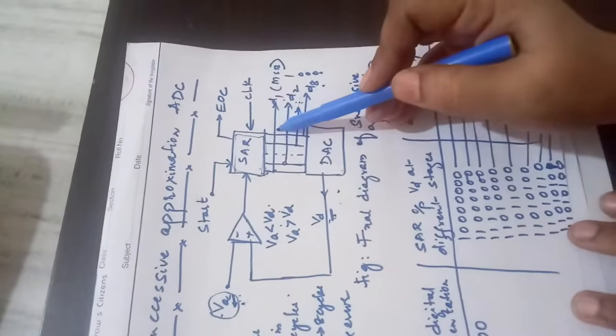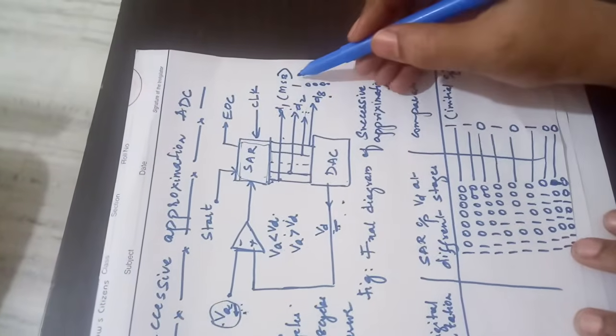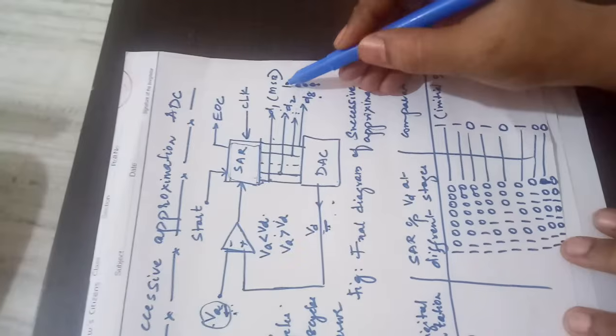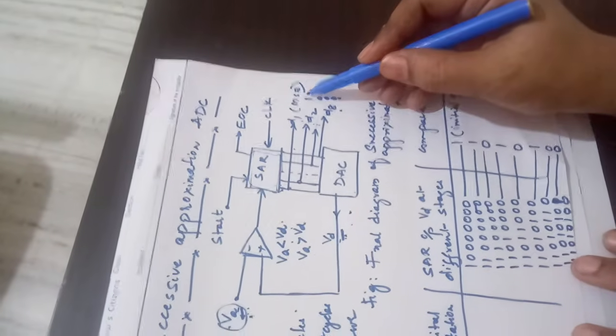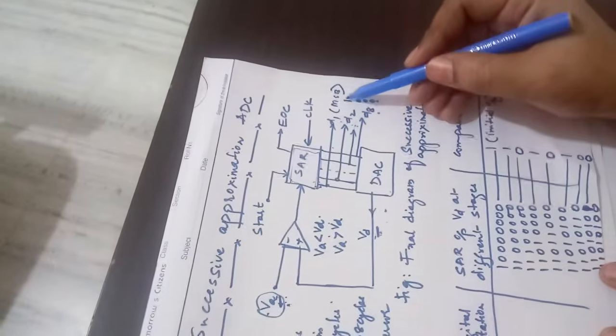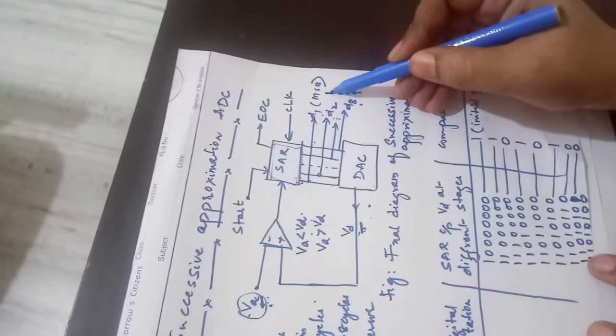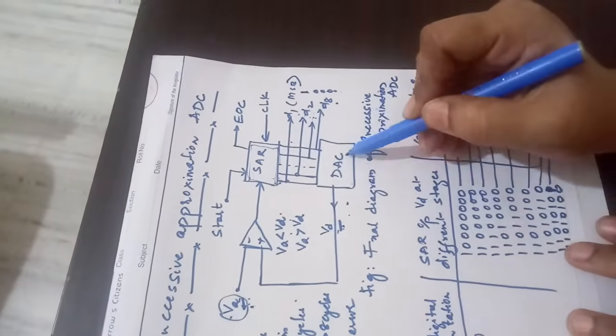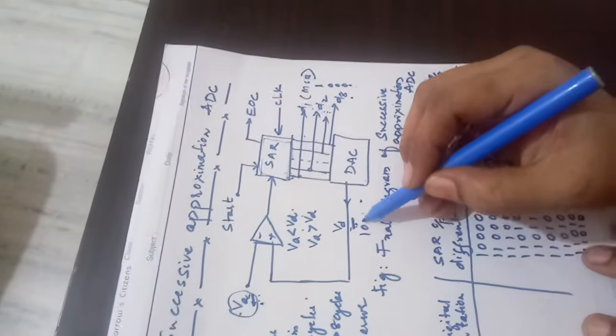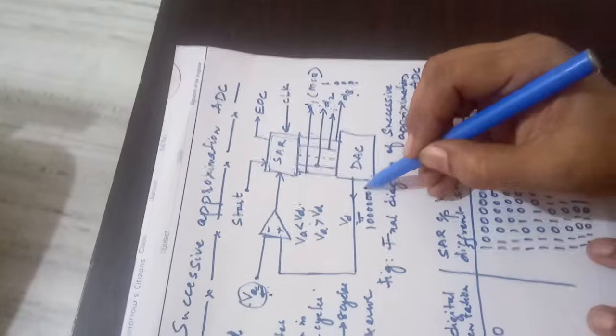SAR is going to set the MSB to 1. So I am going to get the digital output as 1, and all other bits as 0, 0, 0. That means 1 means I am adding the first weight. So I give the MSB as 1 and the other bits are 0, 0, 0. So the output of the DAC is 1, 0, 0, 0, 0, 0.